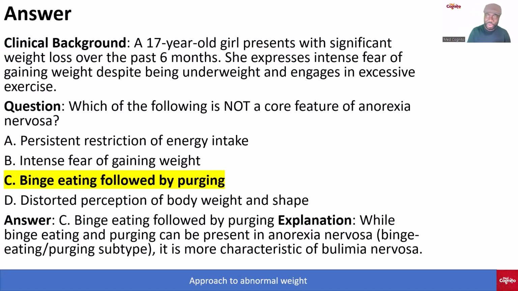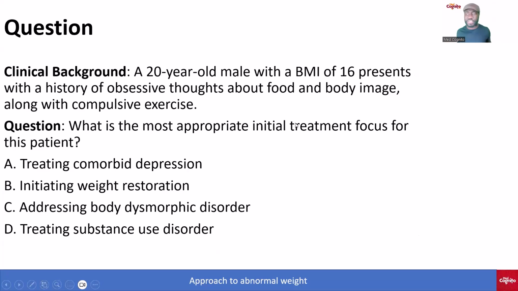So doctors, are we all on the same page? Because I want to move on. Okay, good. Let's go on to the next question. Today is going to be question and answer to get the concept. So we have to know the core features of anorexia nervosa: fearing to eat, fearing to gain weight, and then a distorted body image. Now, I need somebody to take this question for us as well.